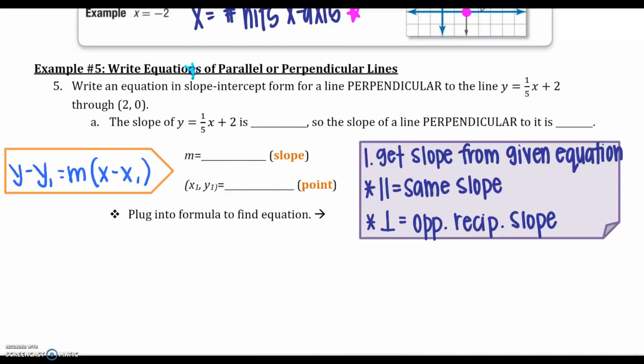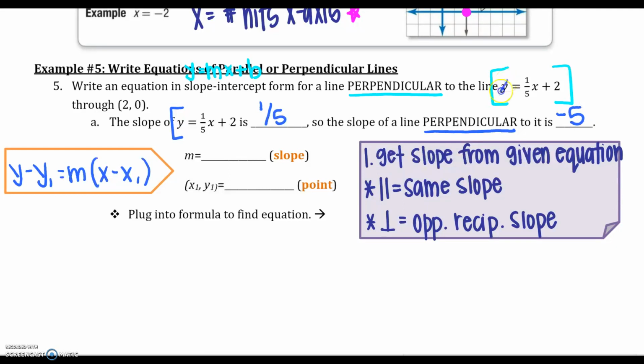All right. Last thing we need to talk about is write an equation in slope-intercept form, so y equals mx plus b, of a line that is perpendicular to y equals 1/5 x plus 2, and it goes through 2, 0. So the slope of my line I'm given is 1/5. So because I want to be perpendicular to that, my slope is going to be -5, the opposite reciprocal.